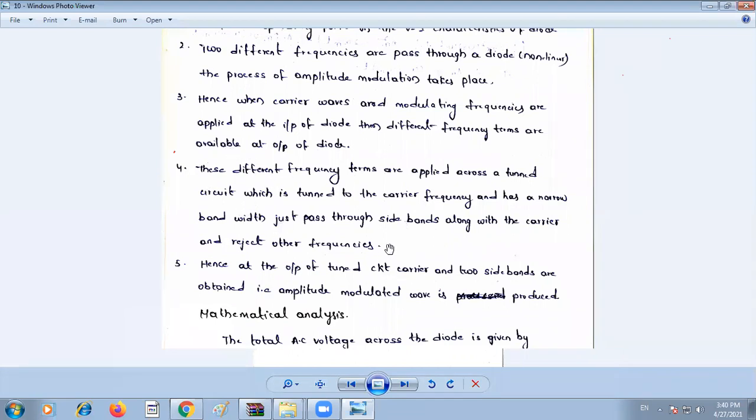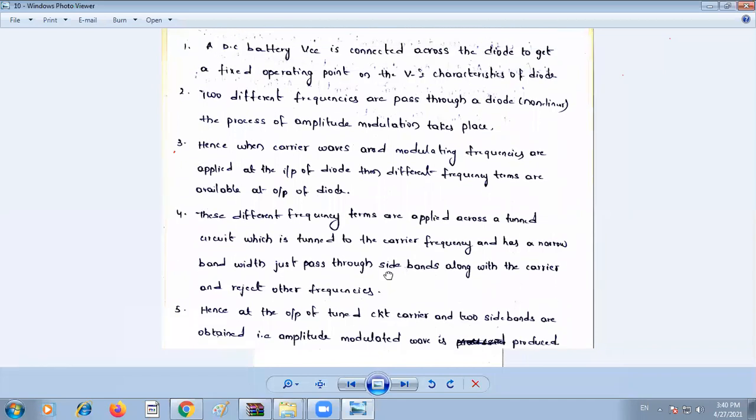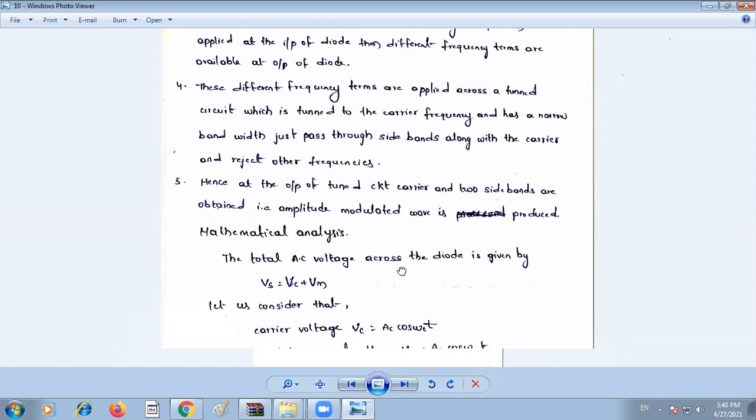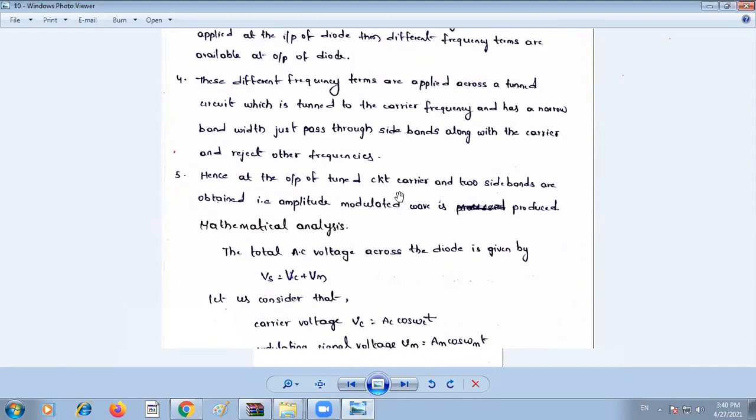After the diode comes under the process after given the VCC supply, there are two frequencies. One frequency is from the carrier signal, another frequency is from the modulating signal. So different frequencies are again generated. What are the different frequencies? FC plus FM, FC minus FM. FC plus FM is the carrier frequency plus modulating signal frequency. FC minus FM is the carrier frequency minus modulating signal frequency. So then the circuit comes under operation, and across the tank circuit, we can take the output value.